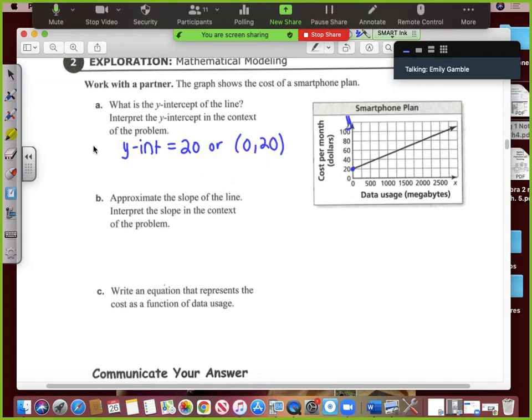The y-intercept is right here. X represents data usage, how much data you use for your phone. Y represents the cost it is per month, so in dollars. So if you use 0 data, it's going to cost you $20. So what does that mean in the context of this problem?